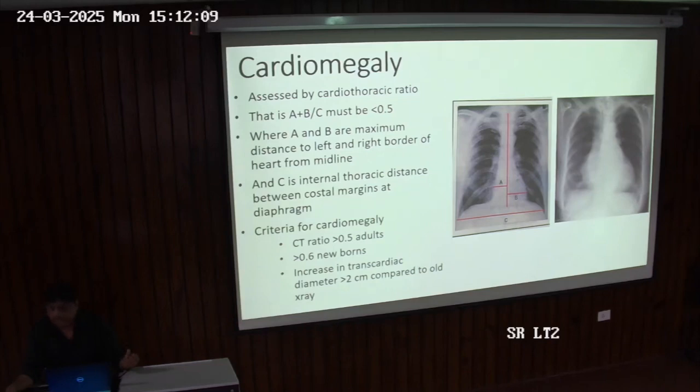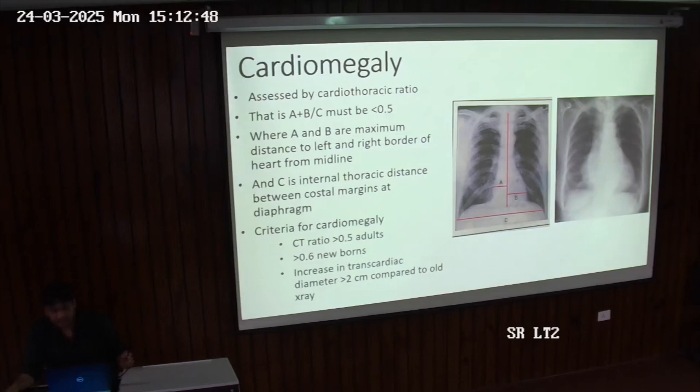C is the complete distance between the two costal margins, the maximum distance between the left and right border of the costal margin of the diaphragm, and A and B are the maximum distances between the midline and the left border and right border. When we draw a midline, A should be a maximum distance and B should be a maximum distance, and then add A plus B and divide by C. If it is less than 0.5, that is normal.